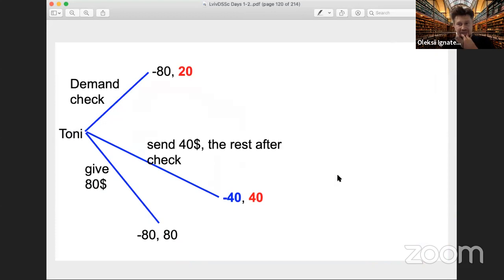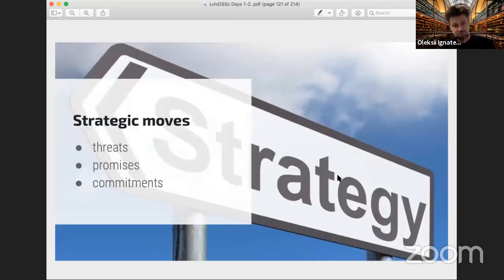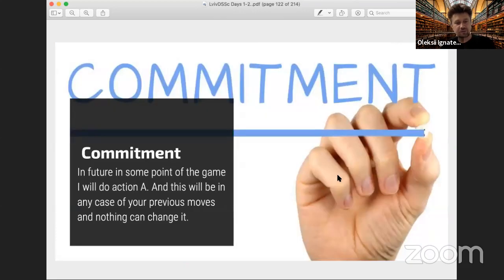Okay? And actually, if you have a strategic situation in extensive form or other form, all possible game changing is classified into 3 possible situations. So you have 3 possible strategic moves: threats, promises, and commitments. So it's 3 possible actions you can take to change the game. What is a threat? What's commitment?